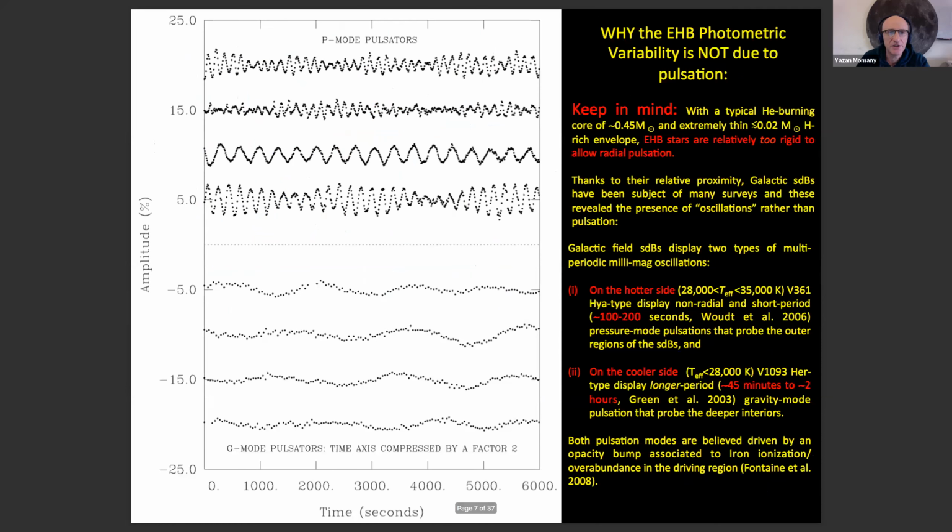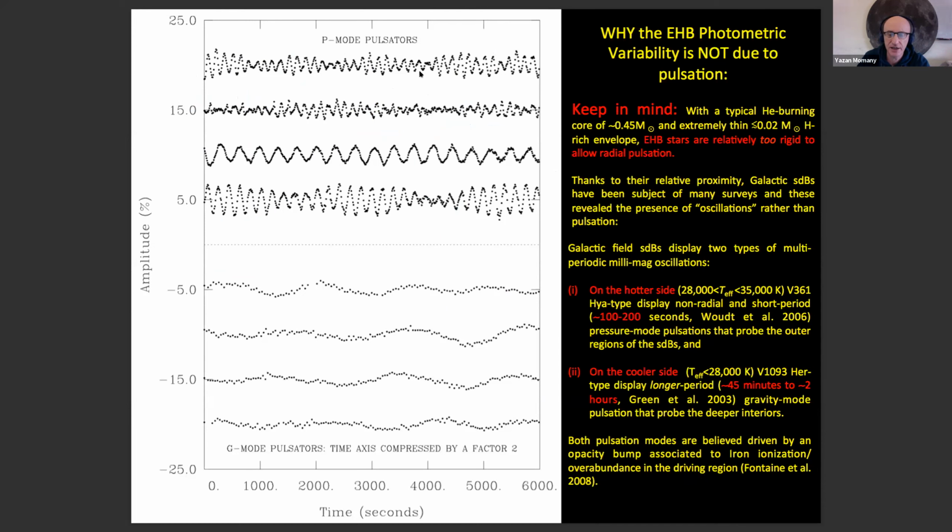So this is the pressure mode, and these are examples of pressure mode in sdBs. They are the EHB counterparts in globular clusters, and these are the g modes. You can see quite easily that these are high frequency, with a period of a few hundred seconds, whereas here you have up to two hours. So you do expect to find pressure mode variables in globular clusters.